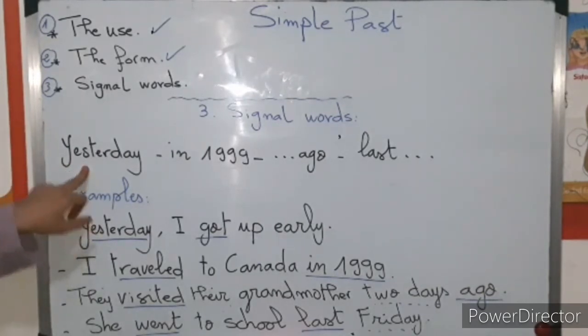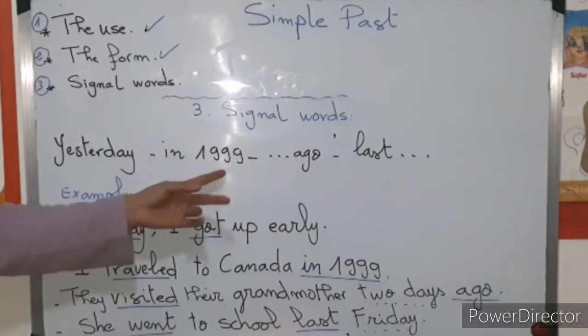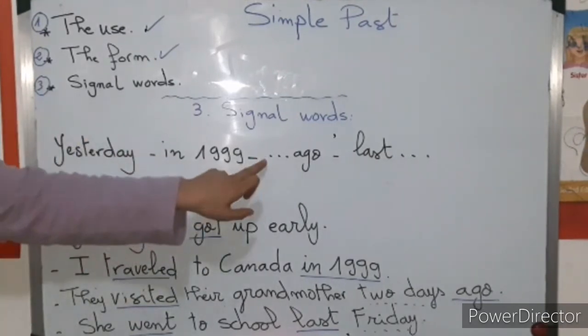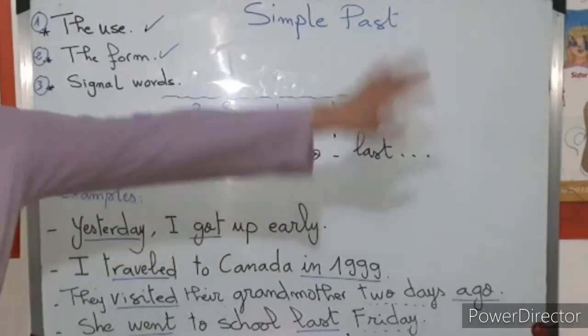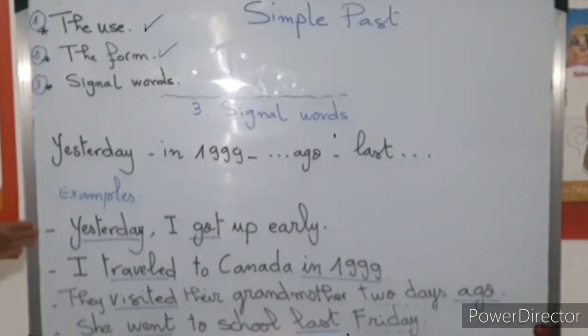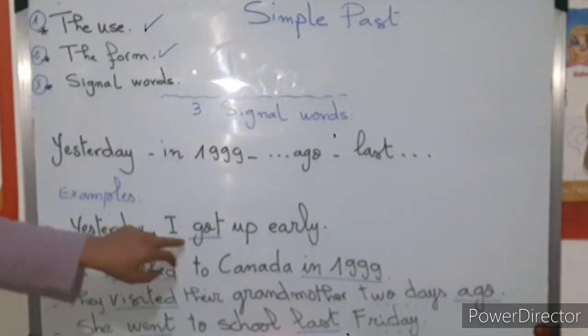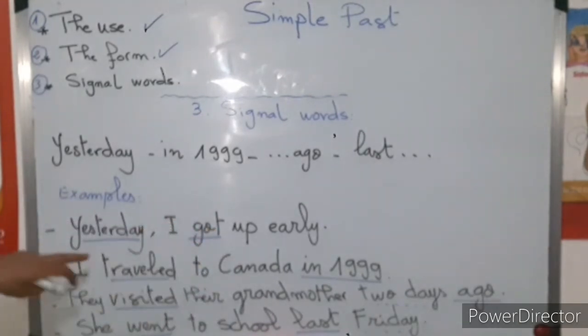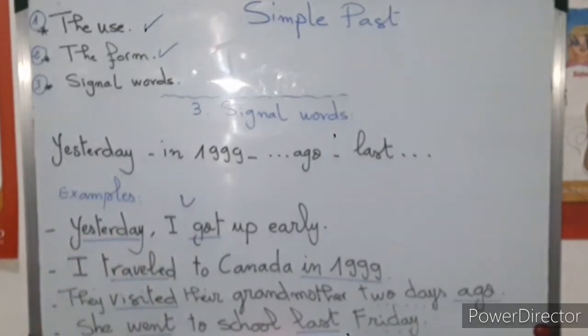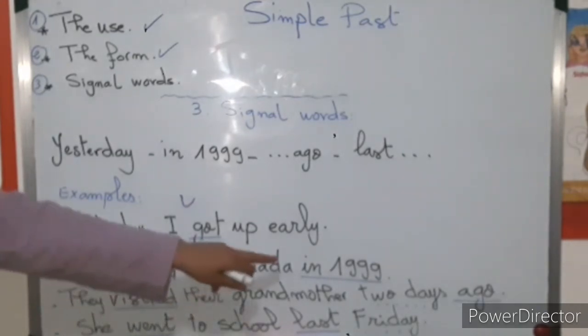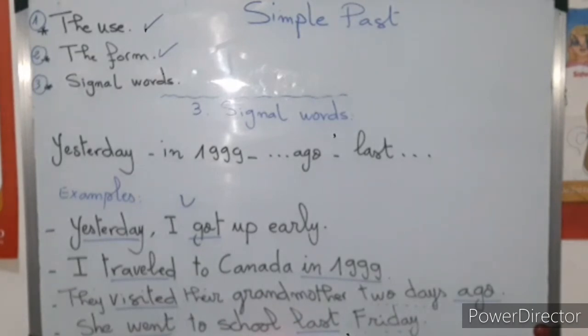Here are four main signal words, the most common ones. You have yesterday, in plus a year, ago with an expression of time, and last plus another expression of time. So here are the examples. Yesterday, I got up early. So yesterday, I got, the verb is in simple past. Again, I traveled to Canada in 1999. I traveled, the verb is in simple past.